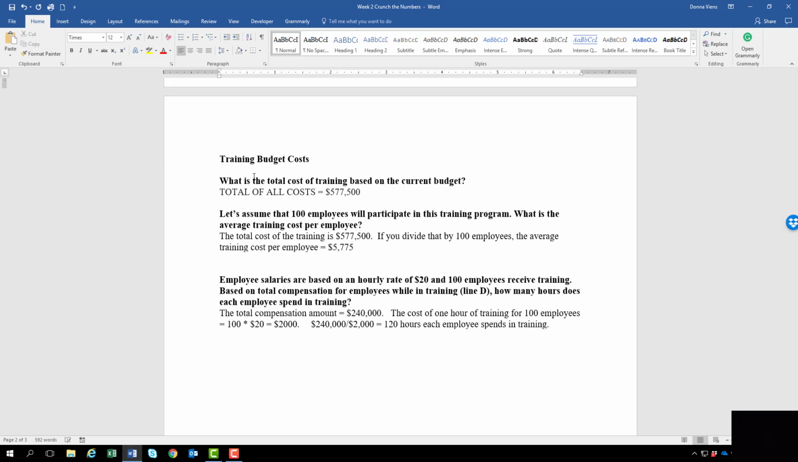Everything that it takes to get that person from not trained to trained, that includes filling in their spot while they're gone, you would include in this training budget. So our budget is going to be $577,500. So let's assume that 100 employees will participate in this training.